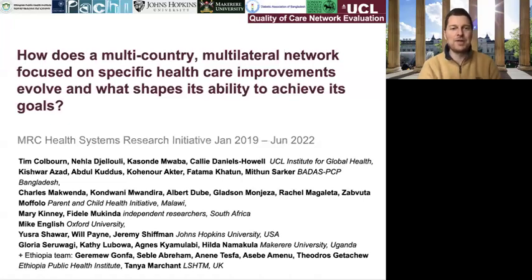So the full title of this work, which was an MRC Health Systems Research Initiative grant, is How Does a Multi-Country Multilateral Network Focused on Specific Healthcare Improvements Evolve, and What Shapes Its Ability to Achieve Its Goals?